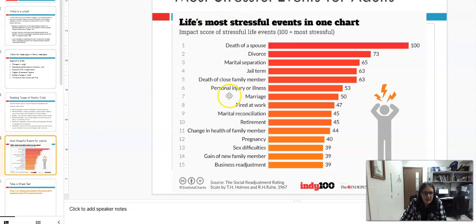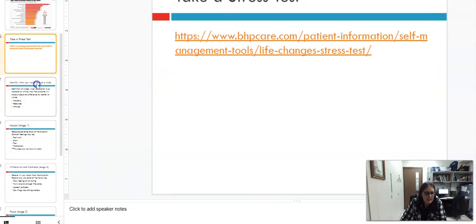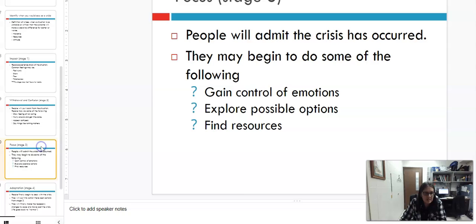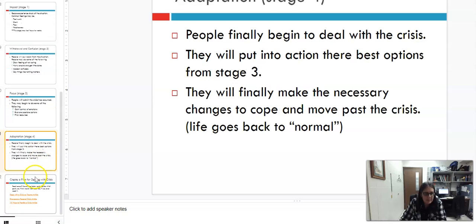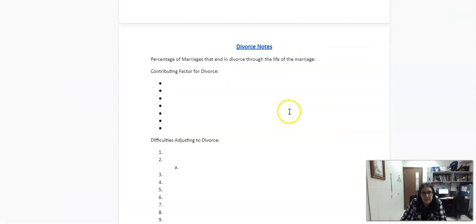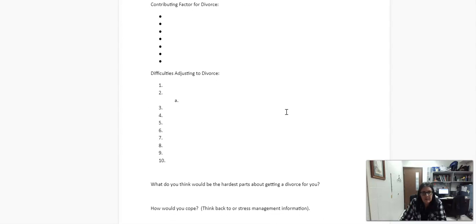Then just talking about stressful events. See how I have that on there. And then the stress test link is just on there too. It's giving you more information about different stages when we're going through stuff, because especially if it's really difficult stress, we need to go through different stages and deal with it that way. And then we have also coping with crisis or trauma. There are articles. This isn't something that I'm requiring you to do, but they're good resources, especially if you're going through a hard time right now, for any reason, or your family is. Okay, so that's your first step.